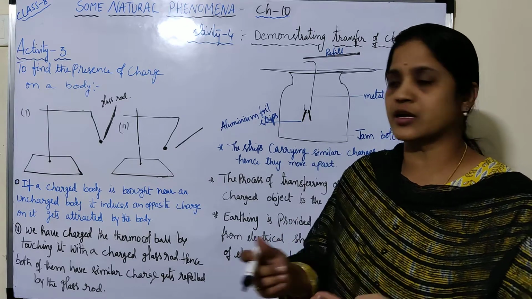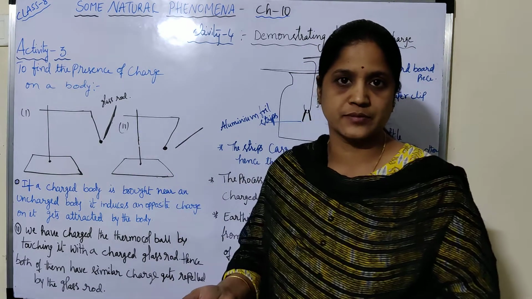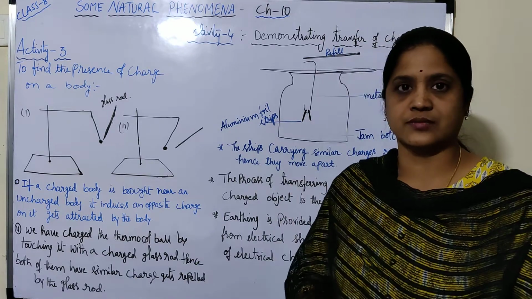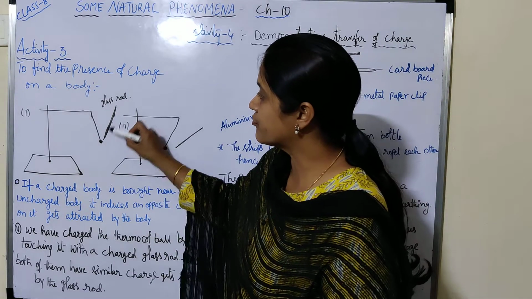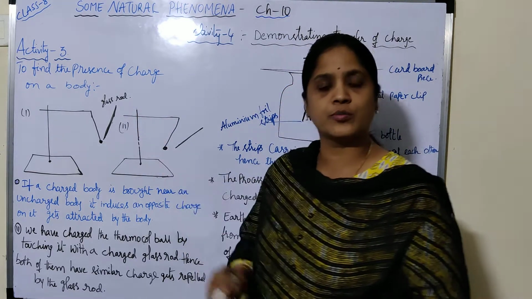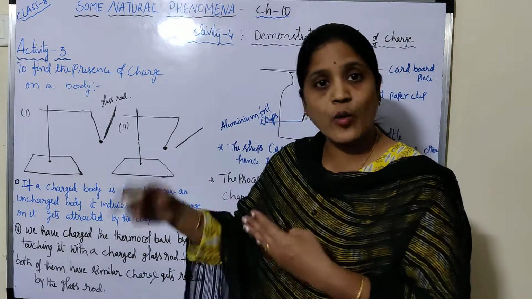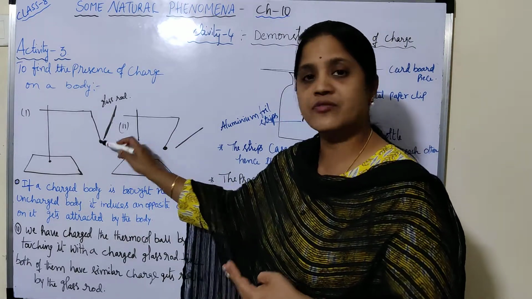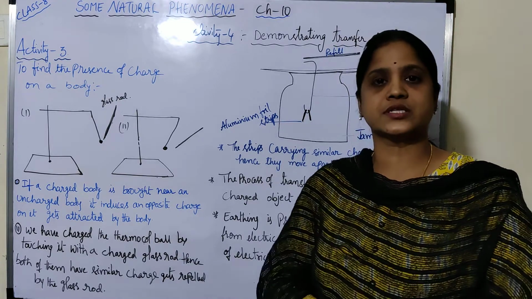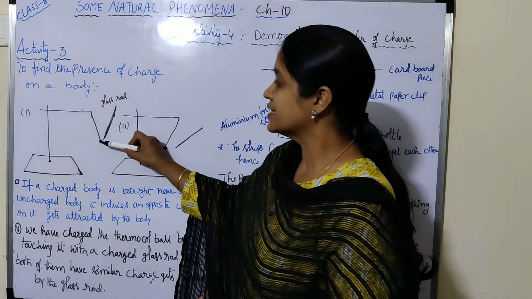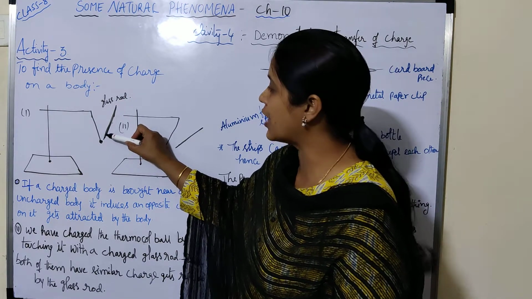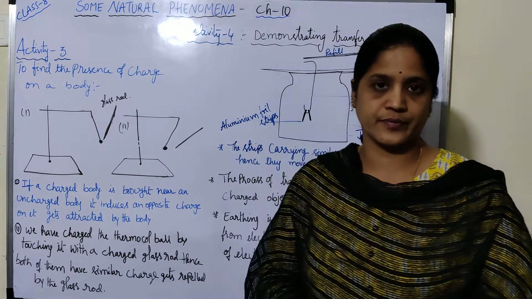You can find an attraction only with the thermocol ball which is wrapped in the silver foil. Without the silver foil, you cannot find any attraction, because the silver foil contains a metal. So when the charged glass rod is brought near, the thermocol ball wrapped in the silver foil acquires an opposite charge. Due to that, there is an attraction between this thermocol ball and this glass rod.